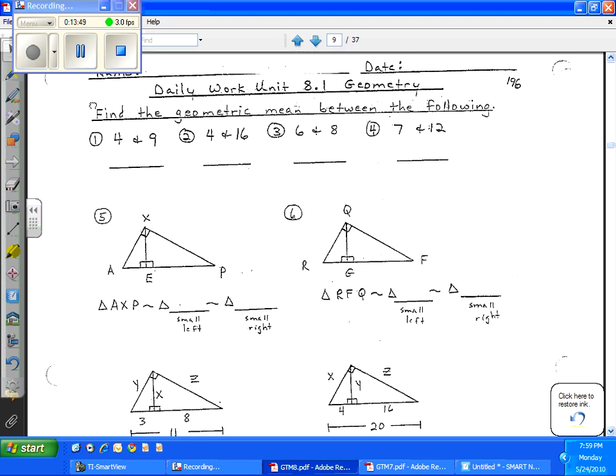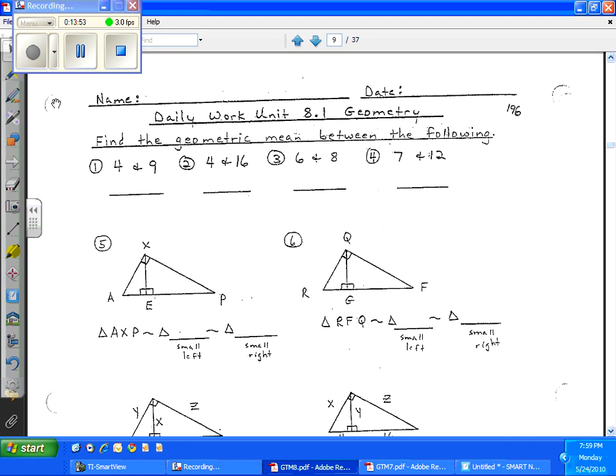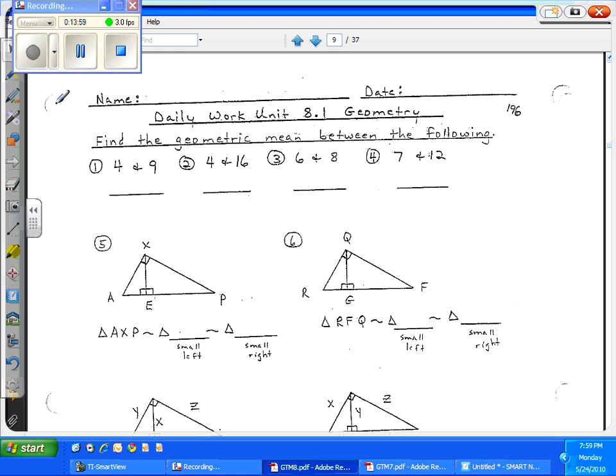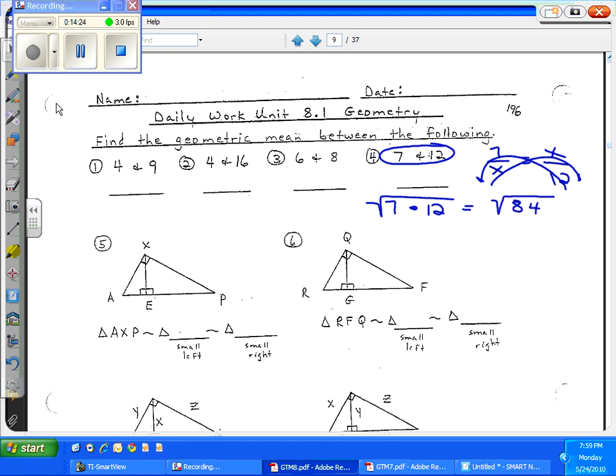All right. So here's an example. Let's look at the daily work unit 8.1. Let's just do number 4. Number 4, we want the geometric mean between 7 and 12. We could set up a proportion, 7 over x equals x over 12, and cross multiply. Or we could just skip that and go right to the little shortcut we learned. The geometric mean is the square root of the product. Now we would get the square root of 84. But the 84 will break down.